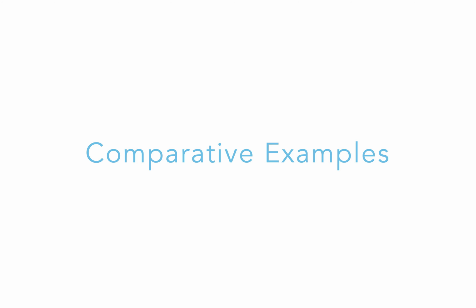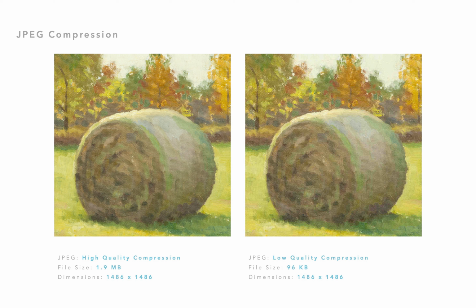So now we're going to go to some comparative examples. So this is JPEG compression. Right now, they actually don't look too bad. So we have a high quality compression. This file size is 1.9 megabytes. The dimensions are the same between both of them. With the low quality compression, when we save images in Photopea, it'll give us a slider on, do you want high compression or low compression? And you can see how much this reduced the file size.